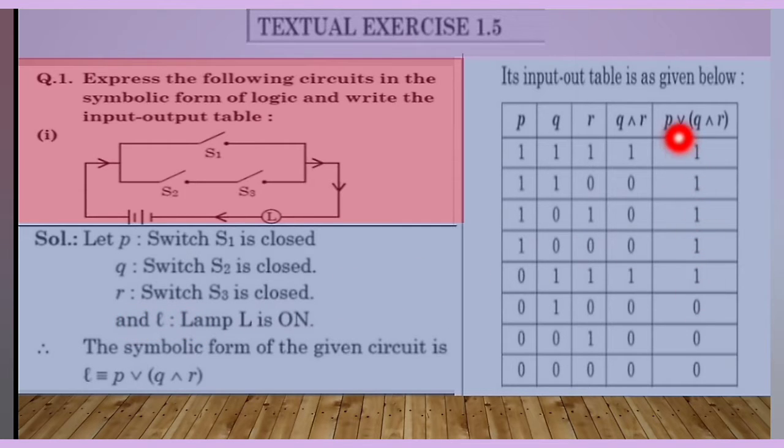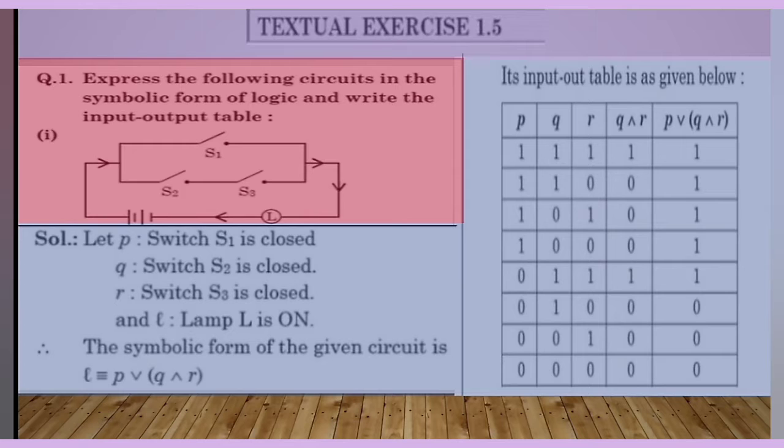Here P disjunction with Q and R means first column disjunction with fourth column. Write here its truth value. That means 1 disjunction 1 is 1, 1 disjunction 0 is 1. Here 1 means T and 0 means false, so T or 0 is T, that is 1. Right, in this form, and this is the table for this question.